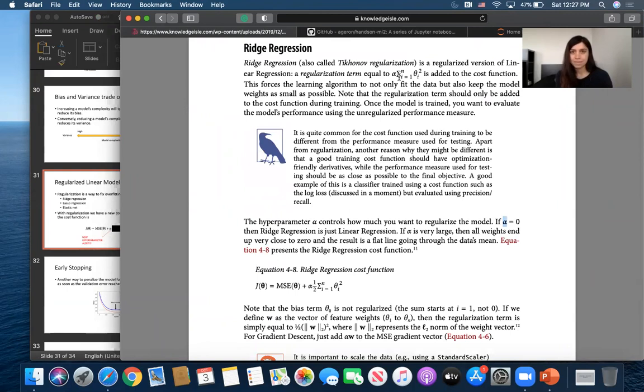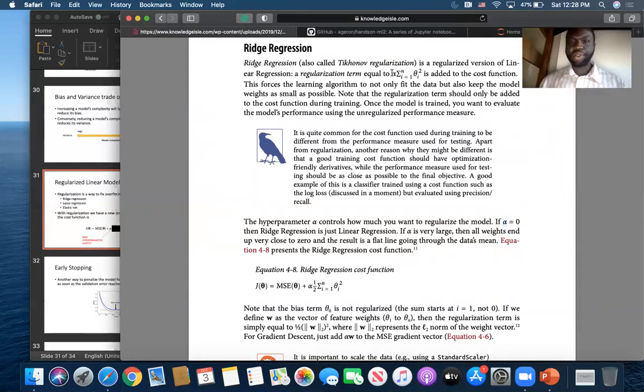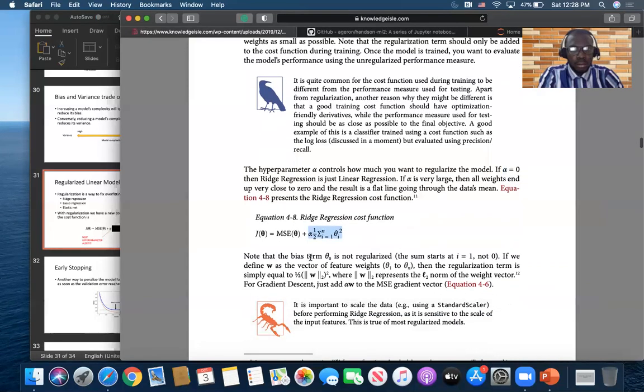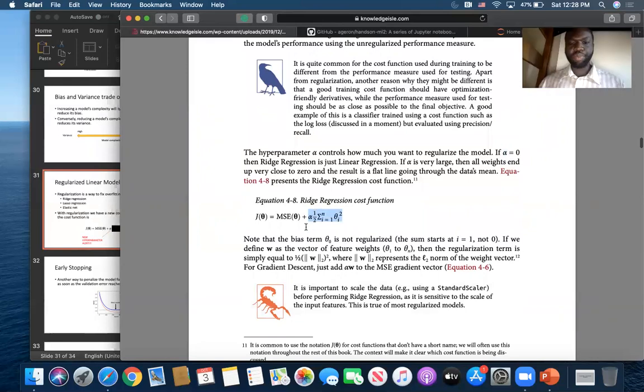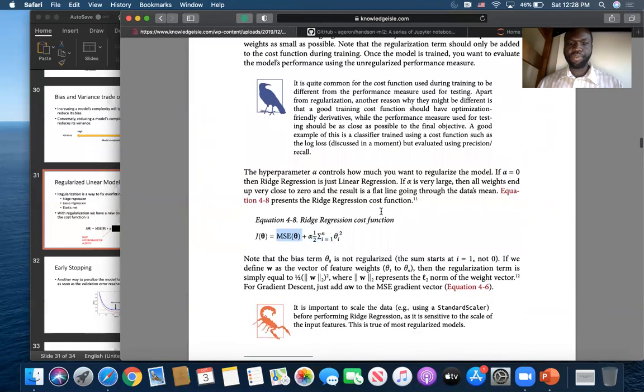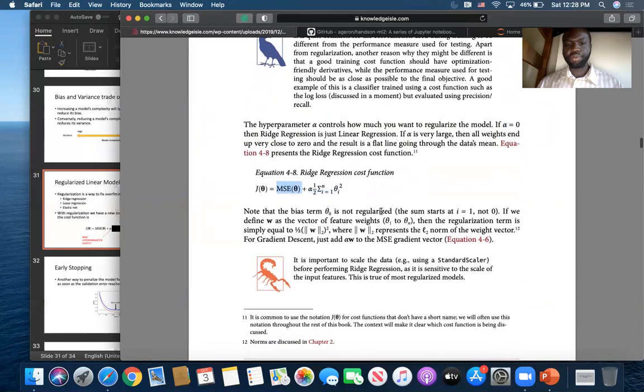Yes. And alpha, the regularization term, this is the equation for ridge regression. Now you can see that if we set alpha to 0, we get back our old, normal cost function. So the higher the alpha, the more you're penalizing the weights for overfitting the model.